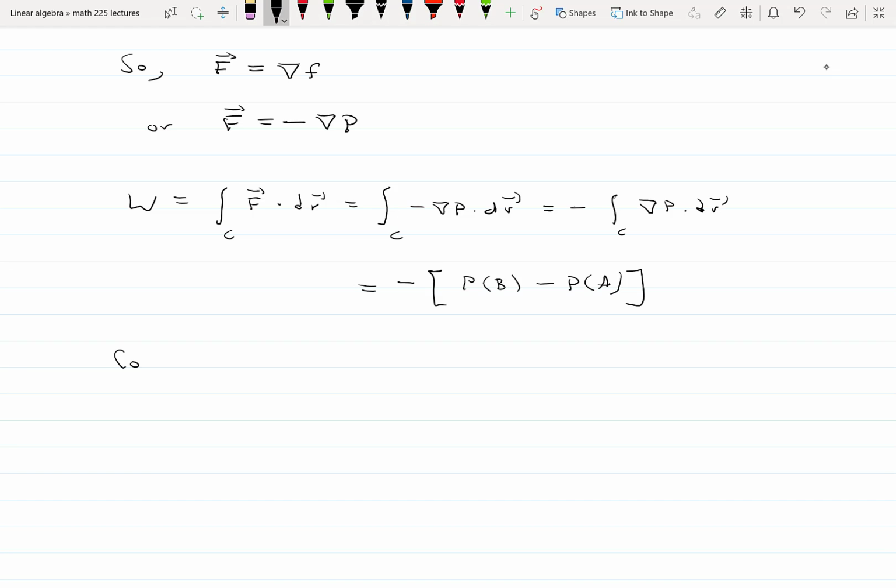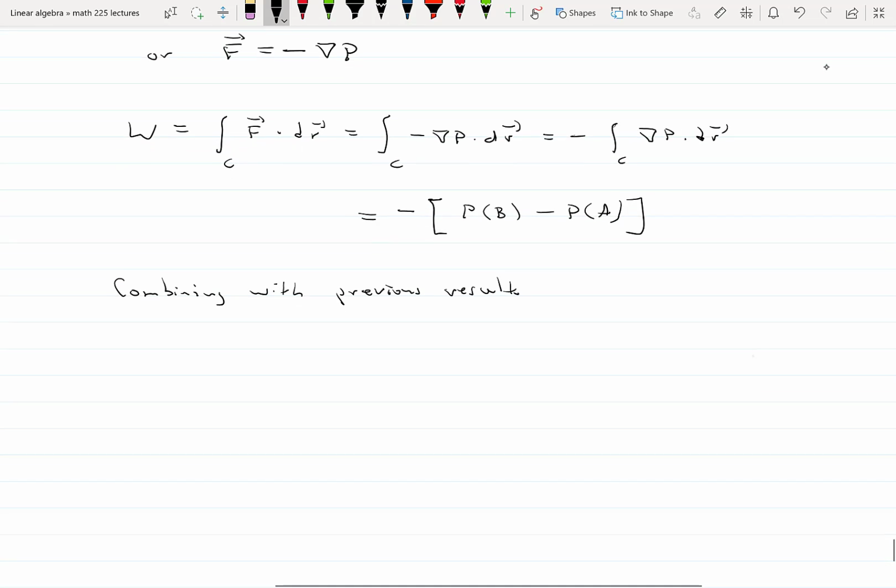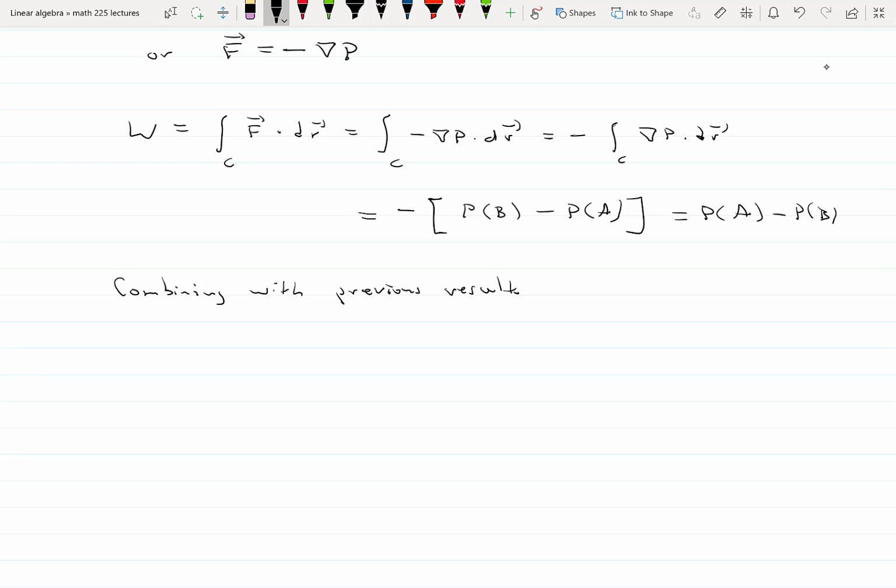Let's combine this with the last results. Combining with previous results, the previous result about work, the work energy theorem. Well, work equals the negative P of B minus P of A, which is the same thing as P of A minus P of B. That's what work equals. But what does the work energy theorem say work equals? It equals the kinetic energy of B minus the kinetic energy of A.